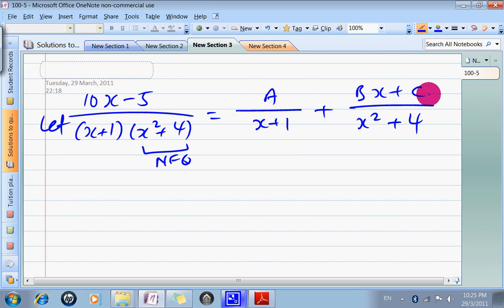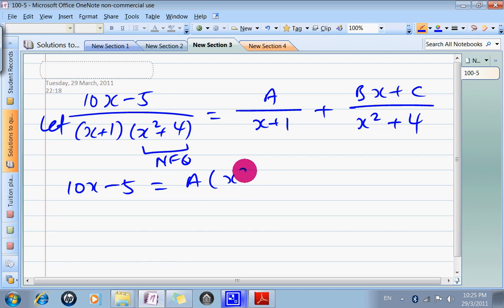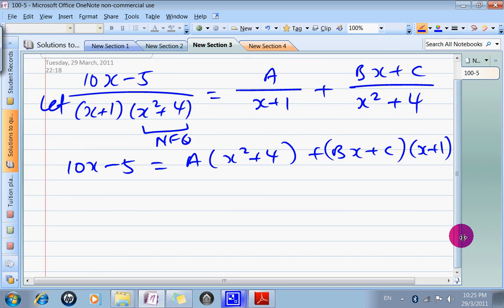So for this question, we're going to do it by comparison method. Okay. So how do we do that? 10x minus 5 equals A times (x squared plus 4) plus (bx plus c) times (x plus 1). Okay, so in this case, you multiply throughout by x plus 1 and x squared plus 4, giving me this, this, and this. So we're going to solve it by comparing.